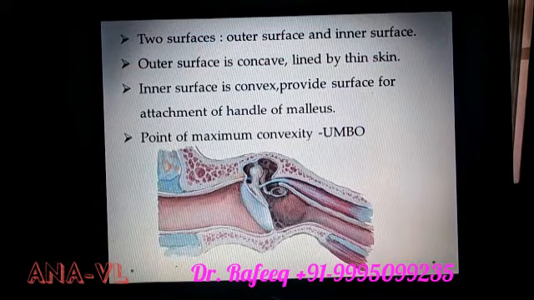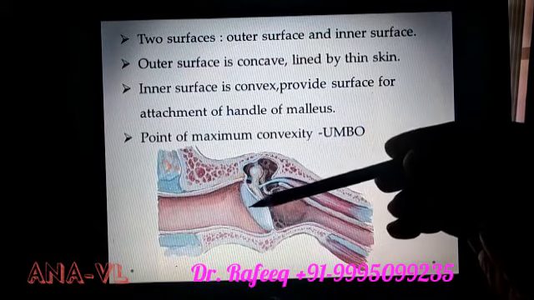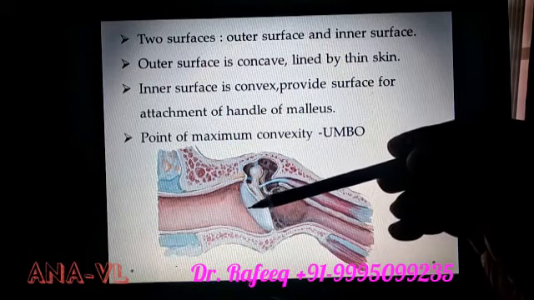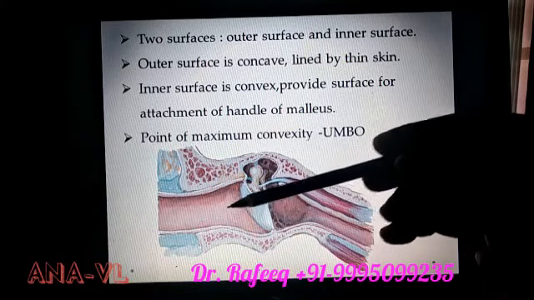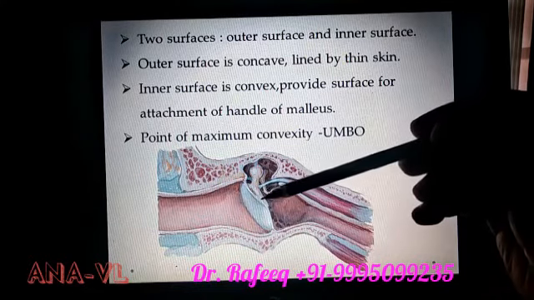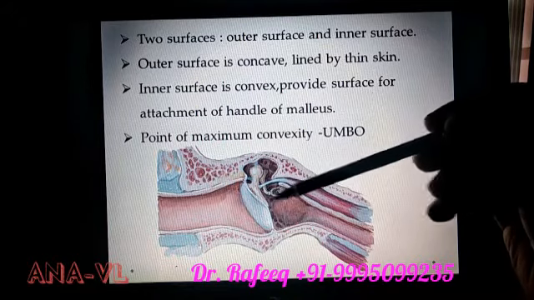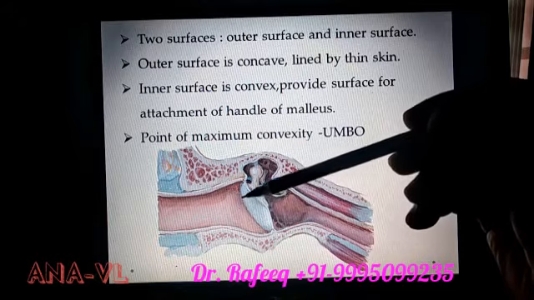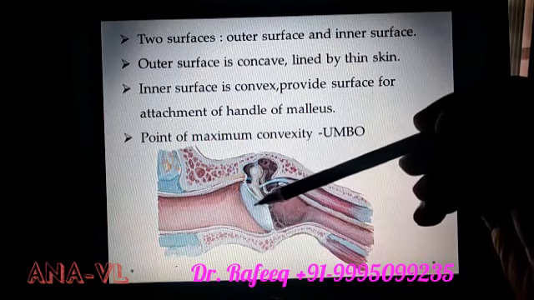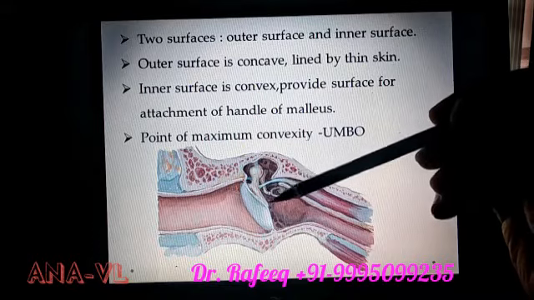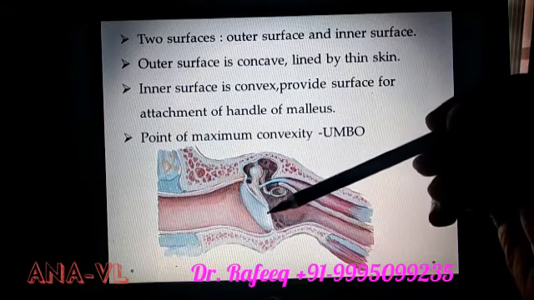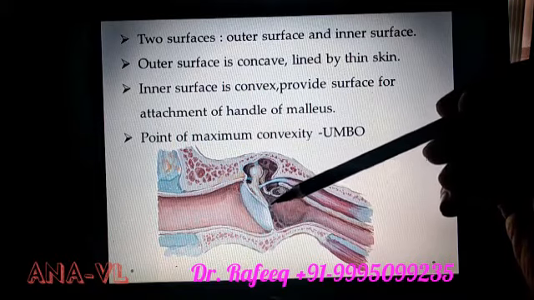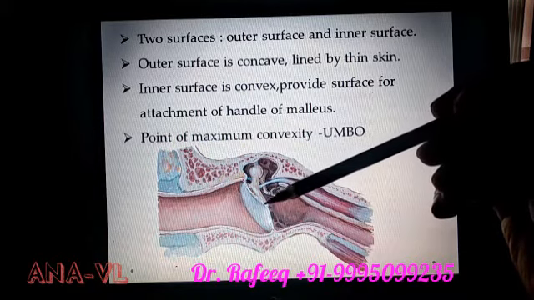And this obliquely placed tympanic membrane shows two surfaces. One is the outer surface that is facing towards the external acoustic meatus. Second is the inner surface that is facing towards the middle ear cavity. The outer surface facing the external acoustic meatus is concave, and the inner surface facing the middle ear cavity is convex. And there is a maximum convexity point in the inner surface that is called the umbo, where the handle of the malleus will be attached.